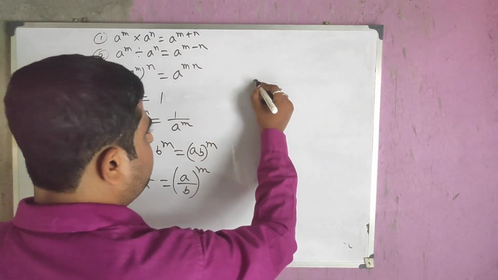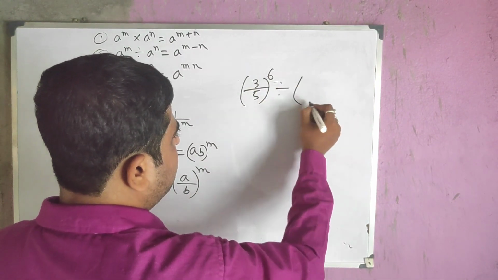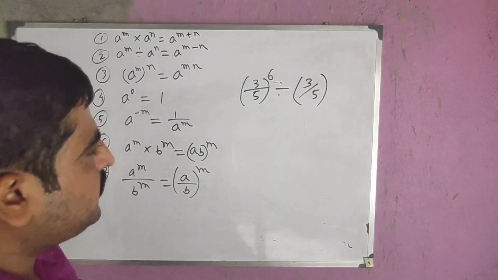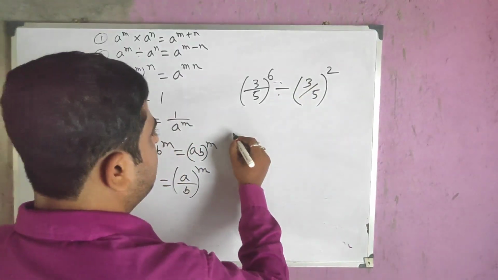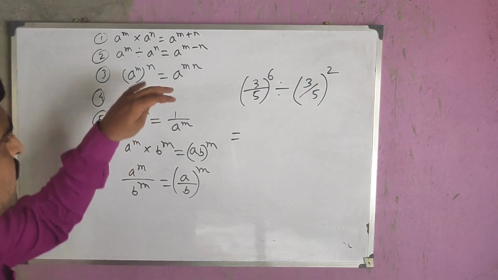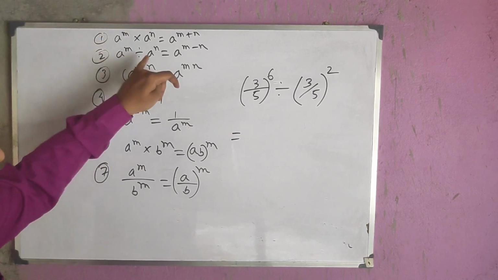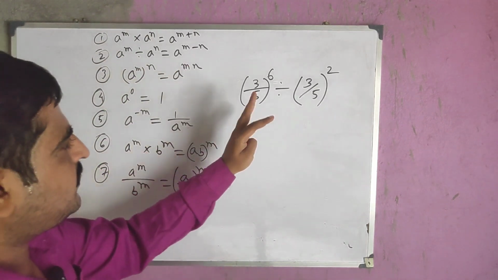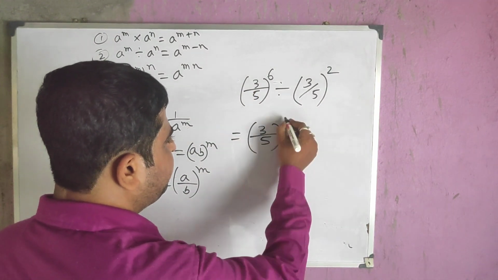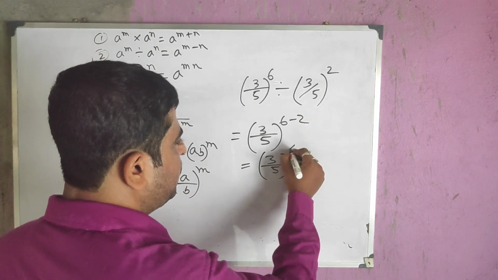(3/5) to the power 6 divided by (3/5) to the power 2. Here the bases are equal, the powers are different. So which formula can we apply? This one: a to the power m divided by a to the power n becomes a to the power m minus n. So that will become (3/5) to the power 4.